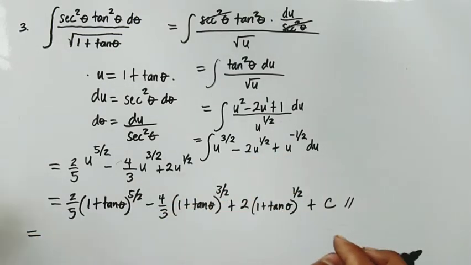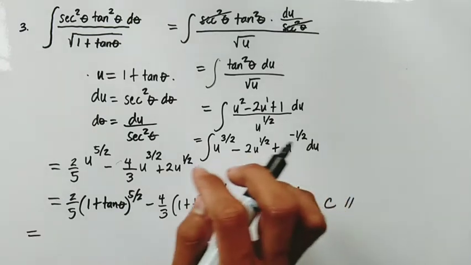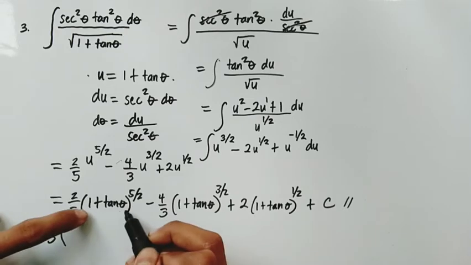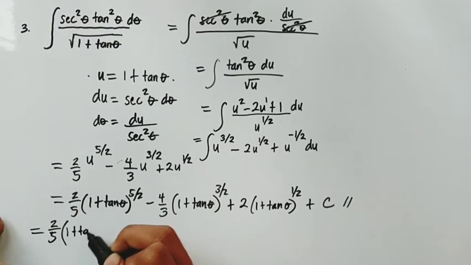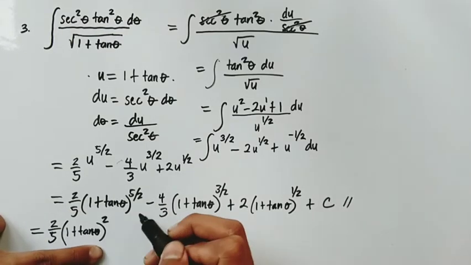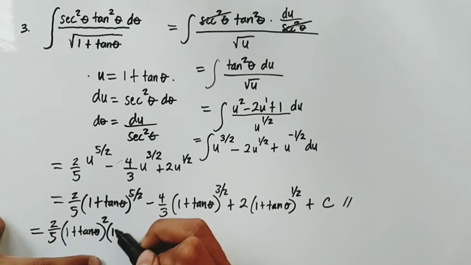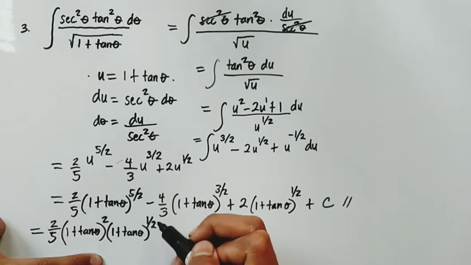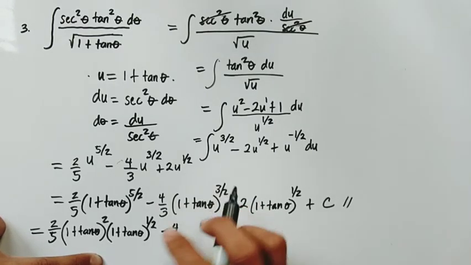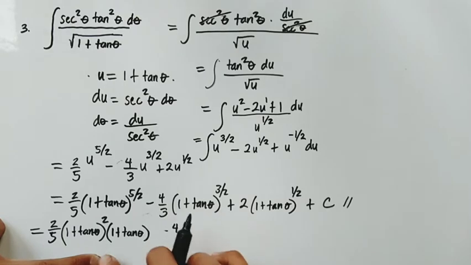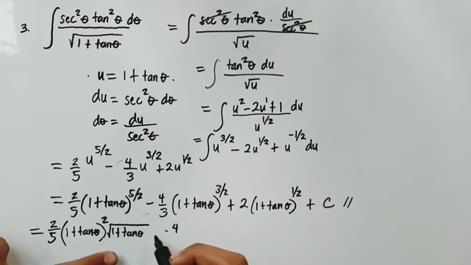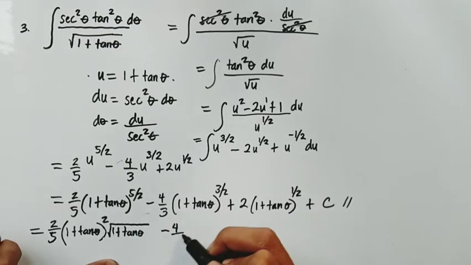natin. Etong 5 half, di ba, that is equal to 2 plus 1 half. So hiwalay natin yon, magiging 2 over 5. Tapos copy lang natin yung base, 1 plus tangent theta. Kunin natin yung buo, 2. Tapos multiply natin, copy ulit yung base. Ano yung tira? That is 1 half, di ba? Dito naman, tapos eto pa lang raised to 1 half, simplify agad natin. Di ba ang raised to 1 half, that is square root. So eto na yung first part ng sagot natin, simplify agad natin.